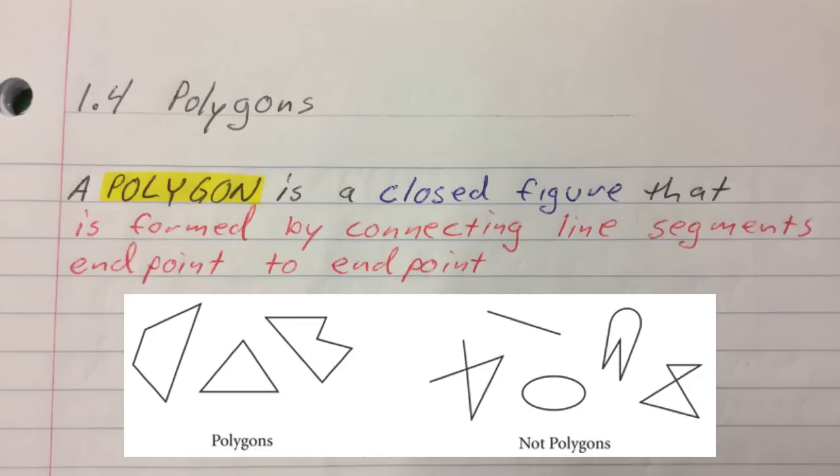Definition of a polygon: it's a closed figure that is formed by connecting line segments endpoint to endpoint. Here off to the left we see some polygons, and off to the right we see figures that are not polygons. This thing, for example, does not connect endpoint to endpoint, so therefore it's not a polygon. Likewise, that's not a closed figure. That's just an oval. You can't have rounded sides. Likewise, this thing is not a polygon because of that rounded side, which are not line segments. And then this figure is not a closed figure. You see it kind of crosses through itself.